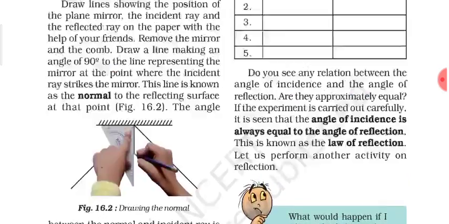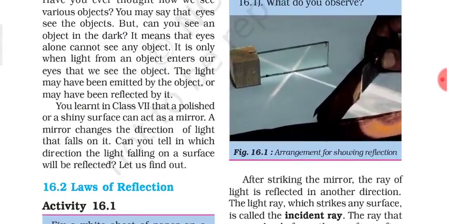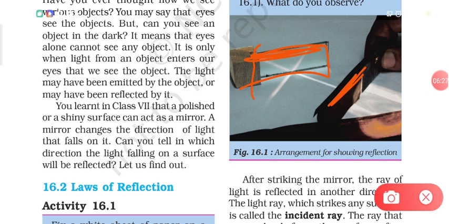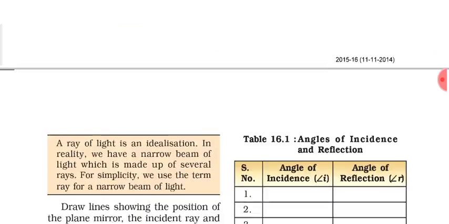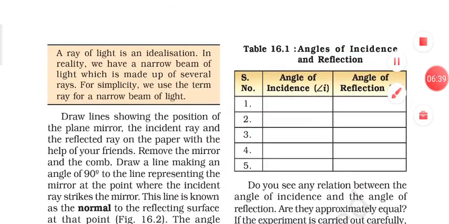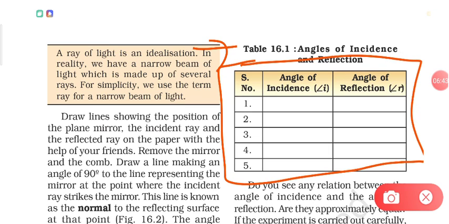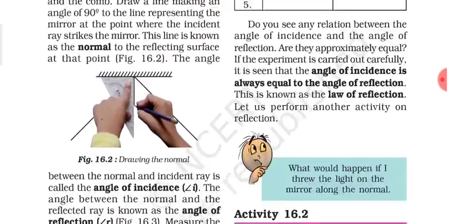When you repeat this activity by putting the comb at different angles and the mirror at different angles, you will find out the angle of incidence and the angle of reflection. In every case you will find that the angle of incidence and angle of reflection are equal. So you will repeat this activity and fill this whole table, right? Every time you will note the angle of incidence and the angle of reflection.